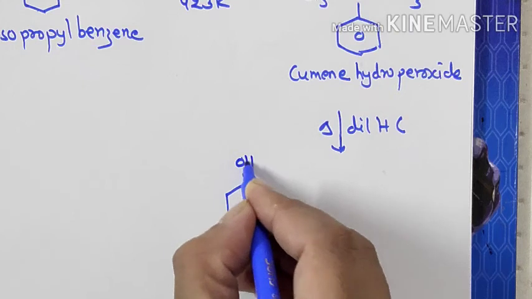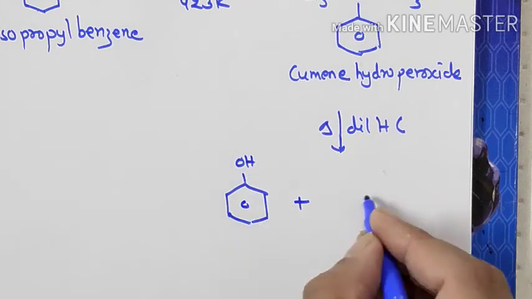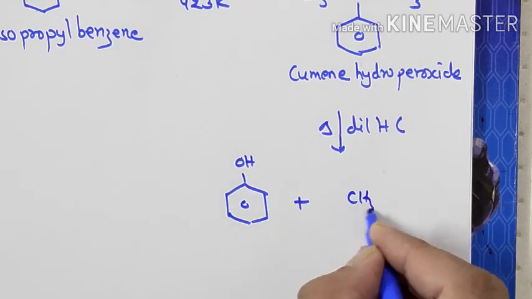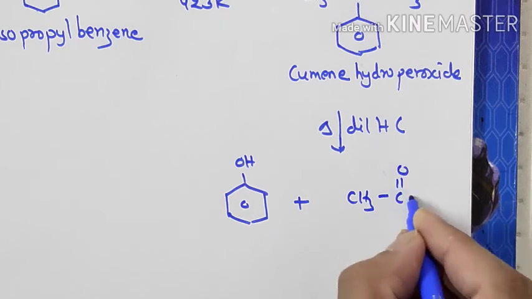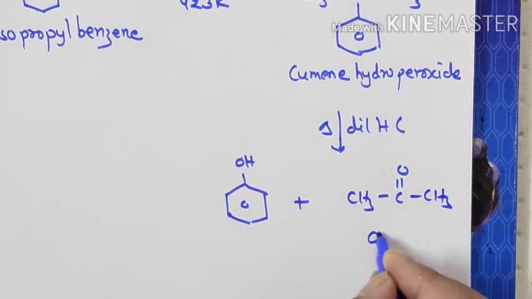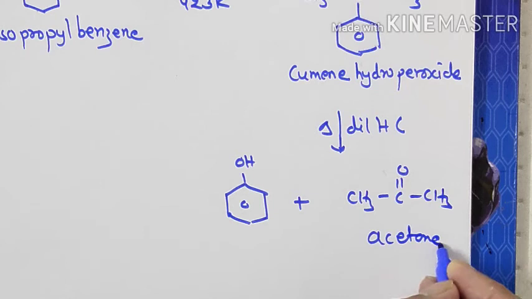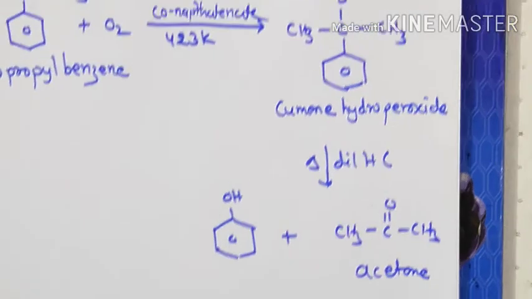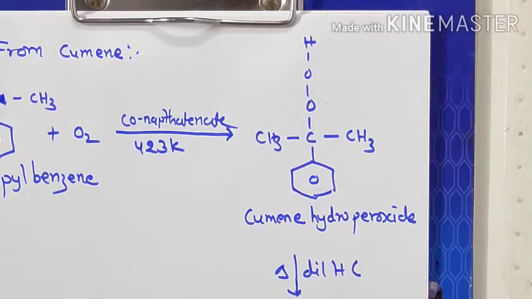Phenol, and we get CH3, C double bond O, CH3. This is nothing but acetone or ketone. Okay, now how it happens, let's understand. First I try to explain in a very simple manner, and then I will try to explain how the actual mechanism would have taken place.